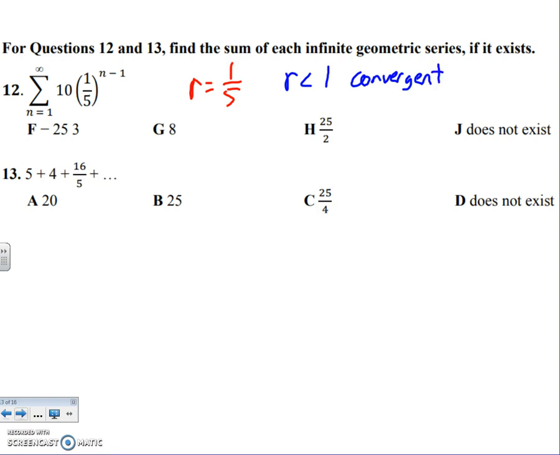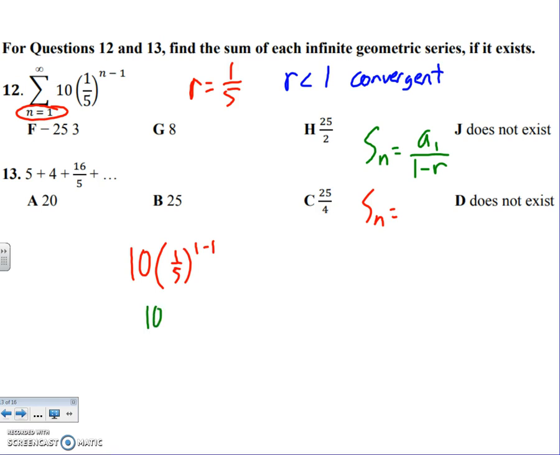That formula is, I'll write it right here. Sum of infinite is A1 over 1 minus R. So I plug that in. We get S of n equals A1, the first term. We have to plug that in, so we're plugging 1 for n. 10 times 1/5 to the 1 minus 1. That's 10 times 1/5 to the 0 power. Anything to the 0 power is 1. 10 times 1 is 10. So we know a sub 1 equals 10.